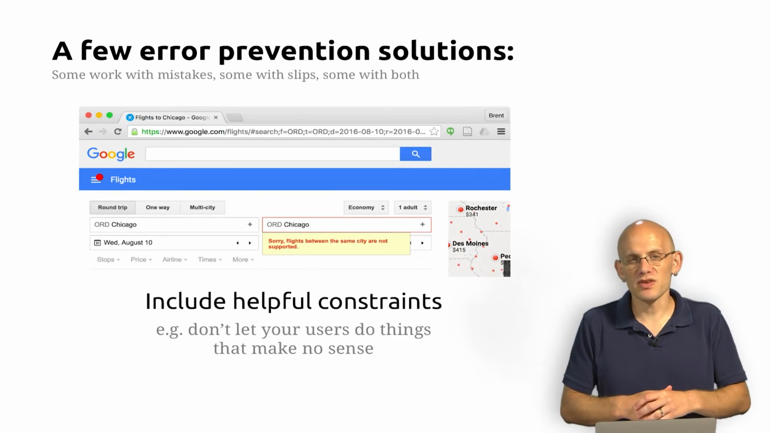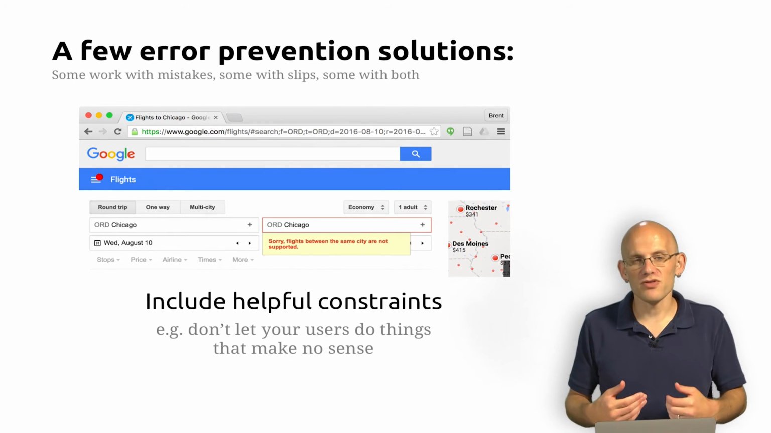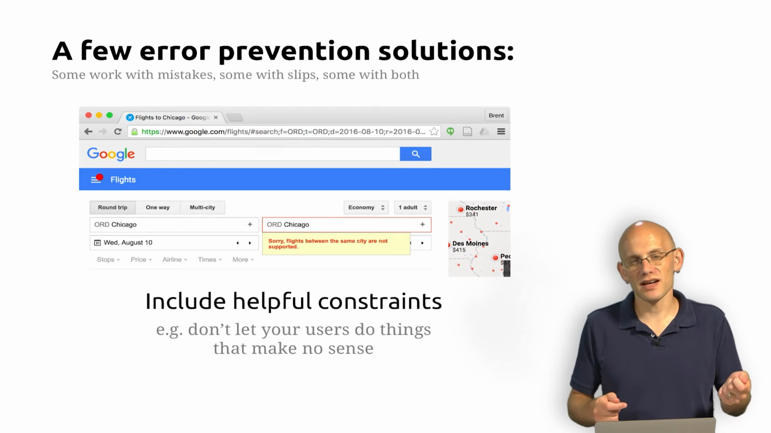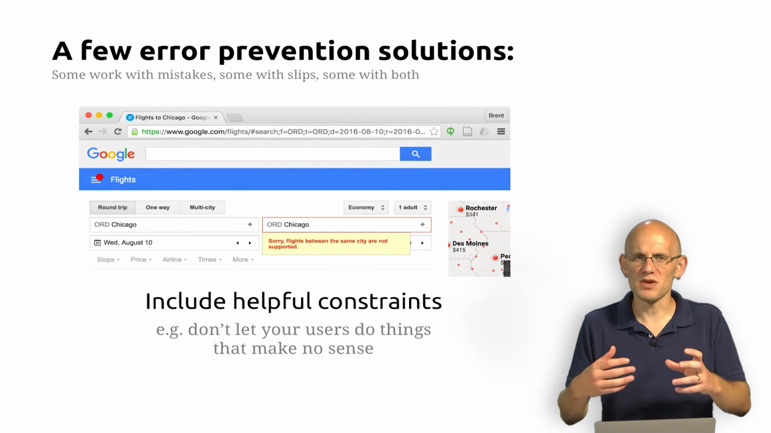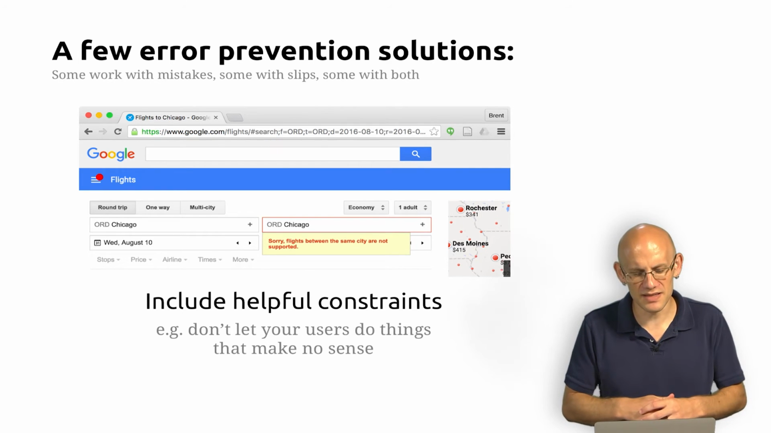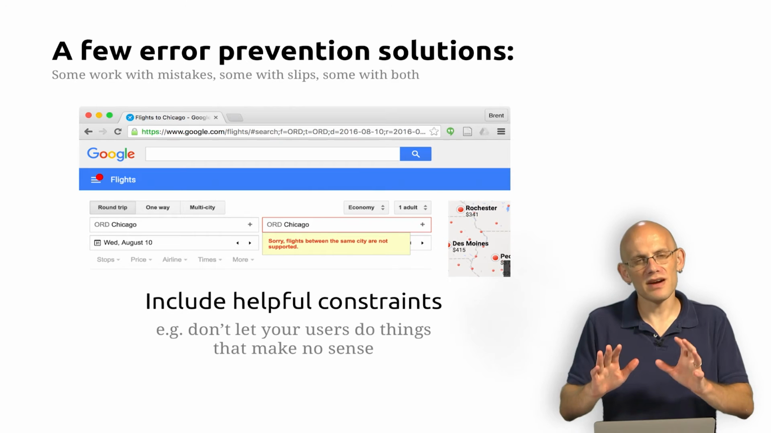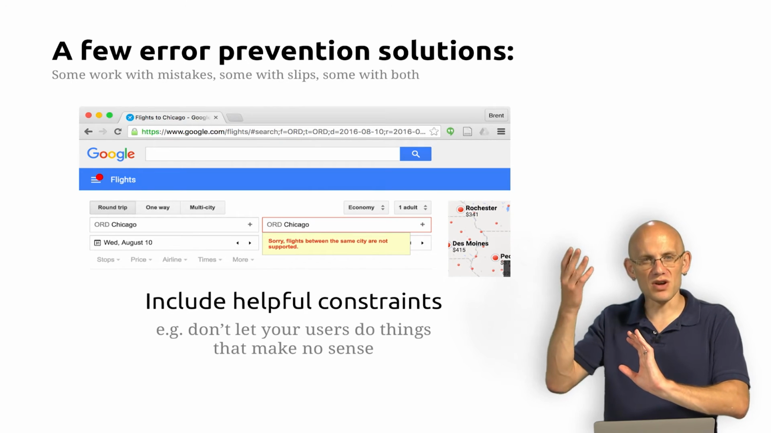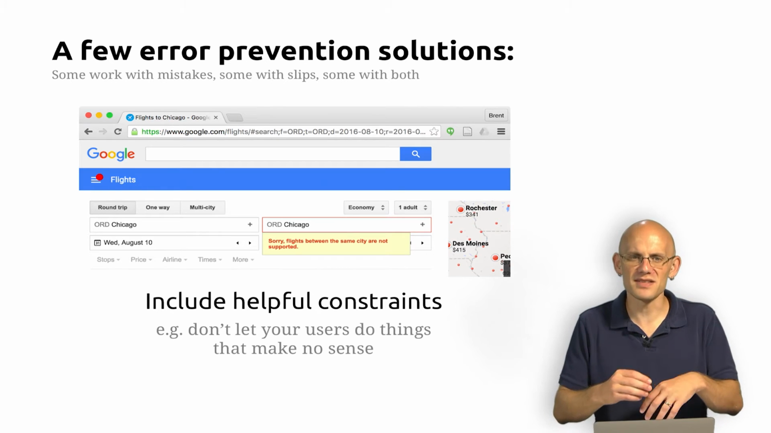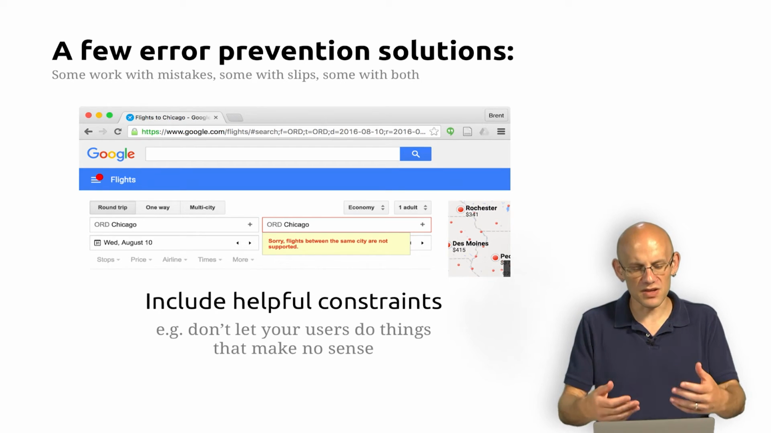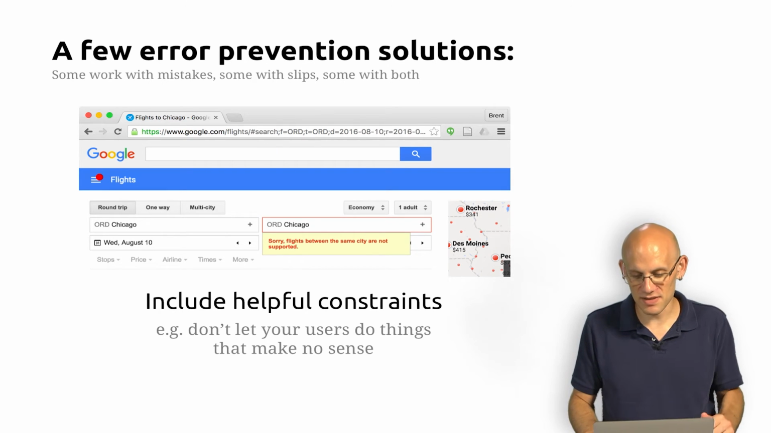Another is providing helpful constraints. This is particularly good for slips. For instance, on Google Flights, if you try to route yourself from Chicago to Chicago, because you mix up the two boxes, or you're watching TV or something along these lines, Google will say, no, you can't do that, rather than showing you that there are no flights from Chicago to Chicago, right? It says, this is a constraint, we won't allow this, and then the user will realize, oh, I didn't mean to do that, Chicago to Minneapolis is what I actually meant.